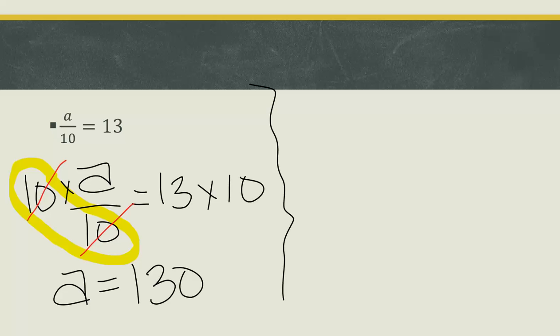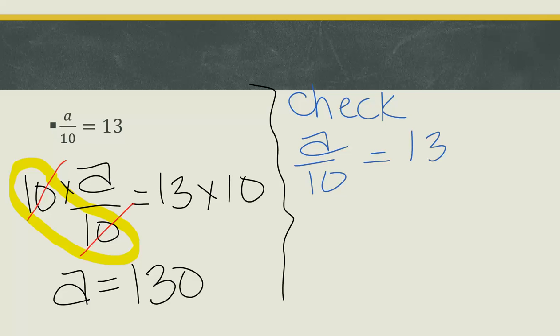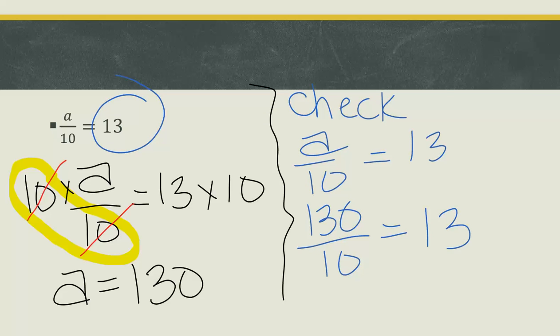Let's check it. Our equation is a divided by 10 equals 13. We think that a is equal to 130. So use your calculator. 130 divided by 10 is 13, which is what the equation told me I should get. Again, our answer was correct.